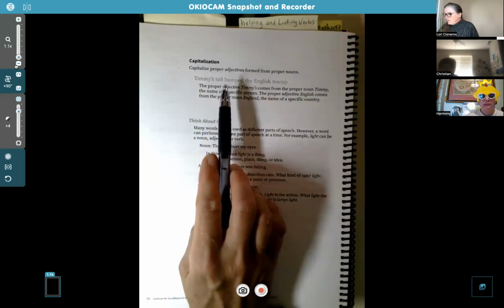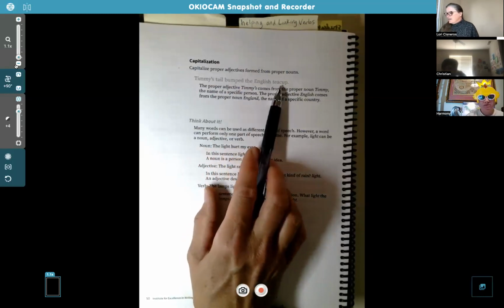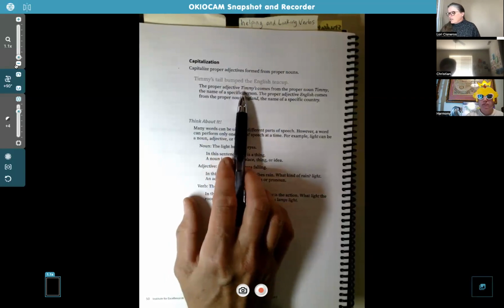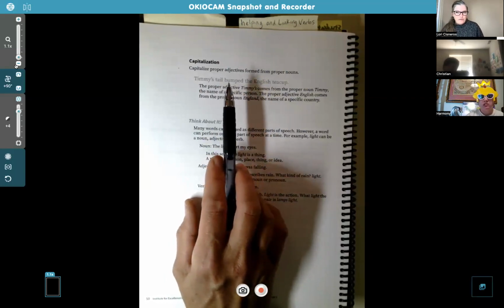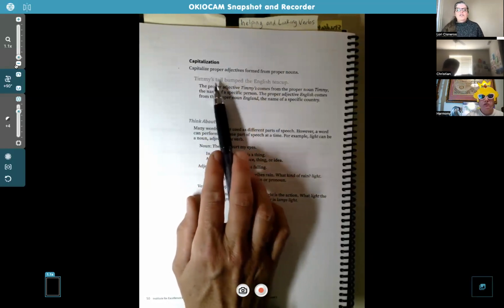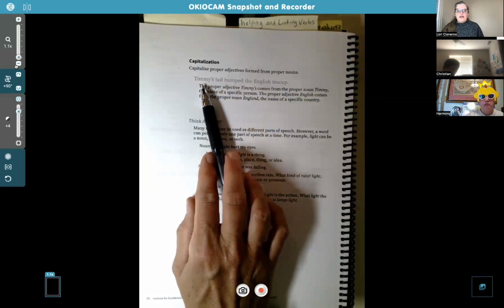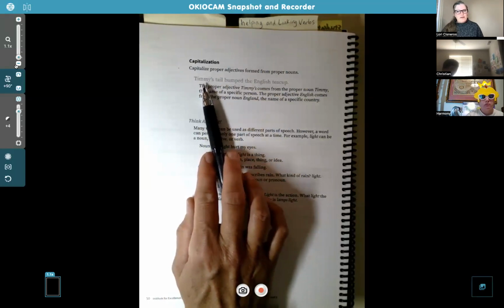So, here we have Timmy's tail bumped the English teacup. The proper adjective Timmy's, you know, it is an adjective, even though it is also a noun. It's a little confusing there. But because it's telling whose tail, it turns that into an adjective. Remember, because an adjective answers whose. But it still is a name, so it still needs to be a capital.